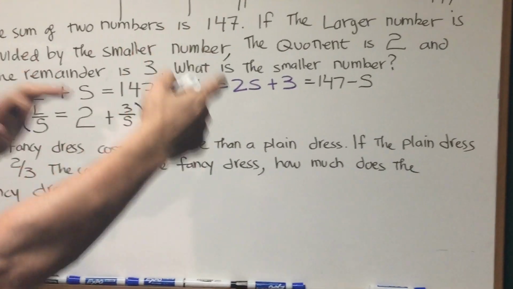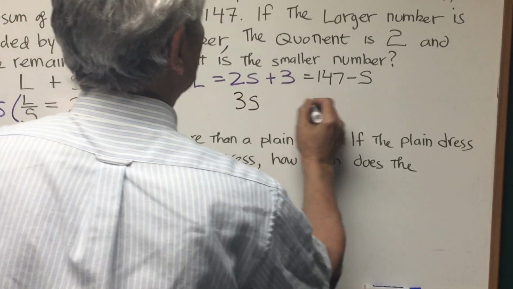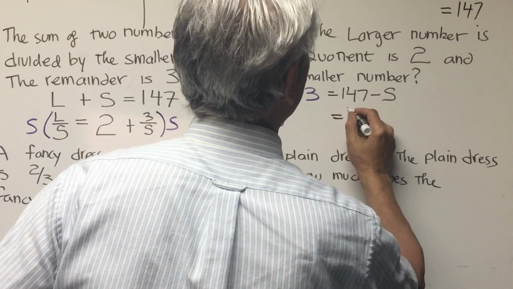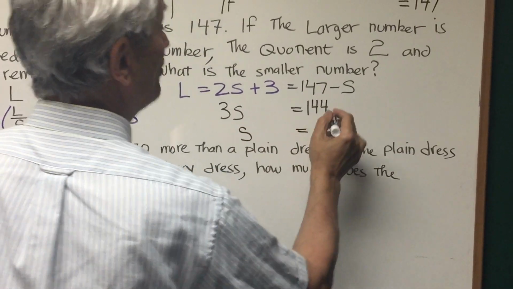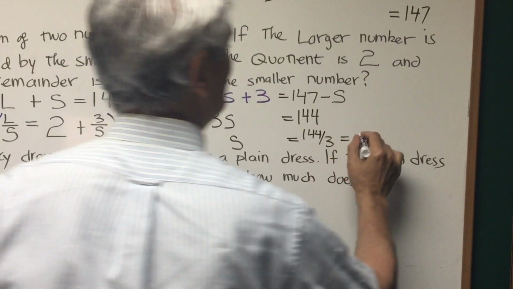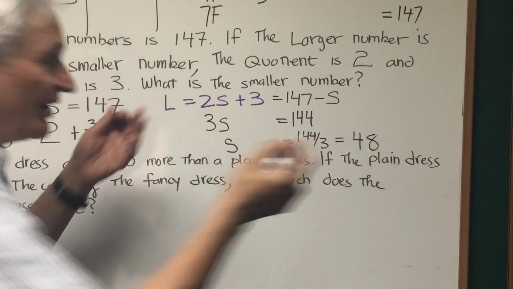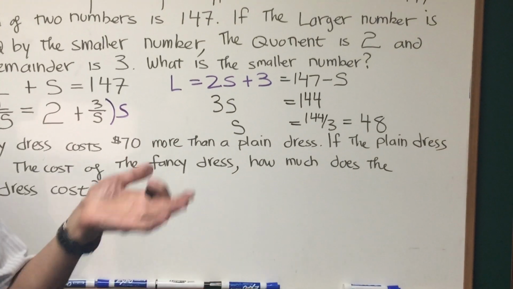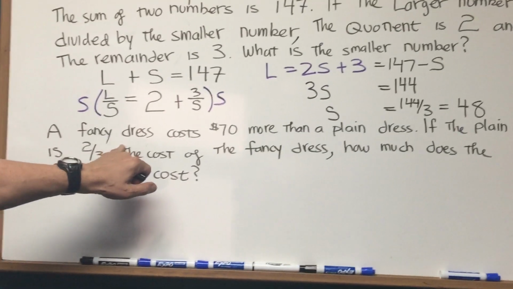We set L equal to L. Let's add S to both sides to get 3S. Let's subtract 3 from both sides to get 144. And therefore, S is equal to 144 divided by 3, and that's going to be what? 3 goes into 24 8 times. There we have it. The value of S is 48. Problem finished. Okay, now on to the third one.